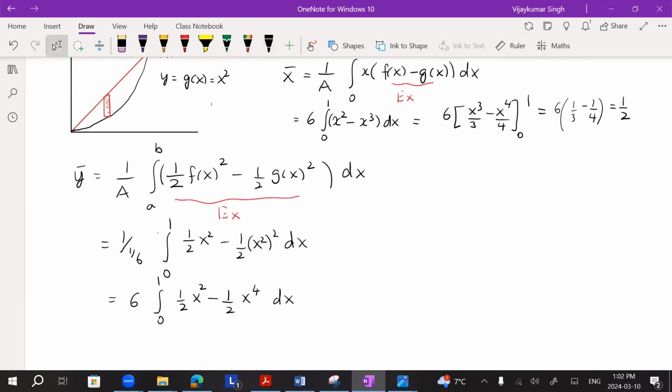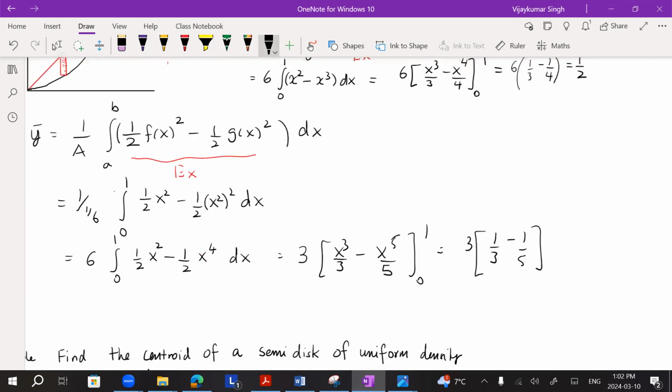That is going to be 3 times x cubed by 3 minus x to the power 5 by 5, from 0 to 1, so 3 times 1 by 3 minus 1 by 5. So I do this, 5 minus 3, 2, so 2 by 15, and then you multiply that by 6 and 6 by 15 is 2 over 5. So these are x bar, y bar.